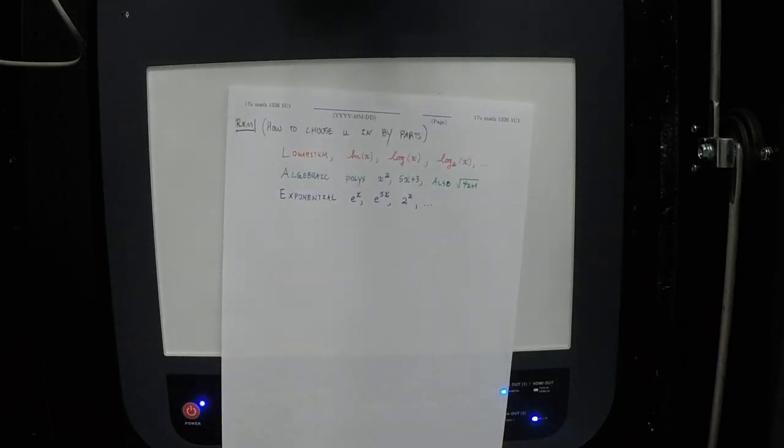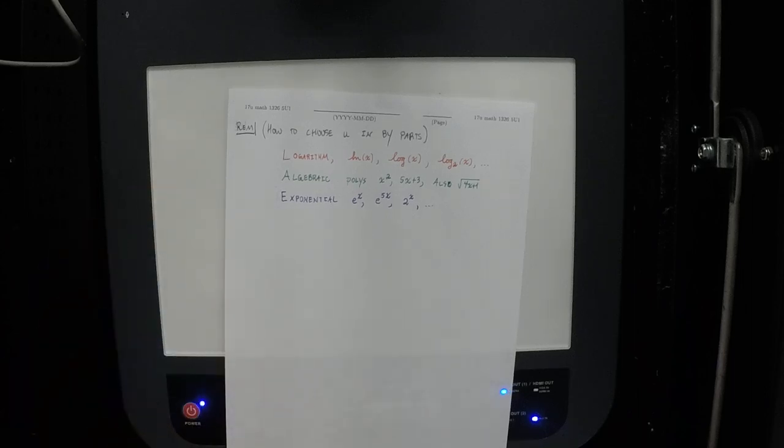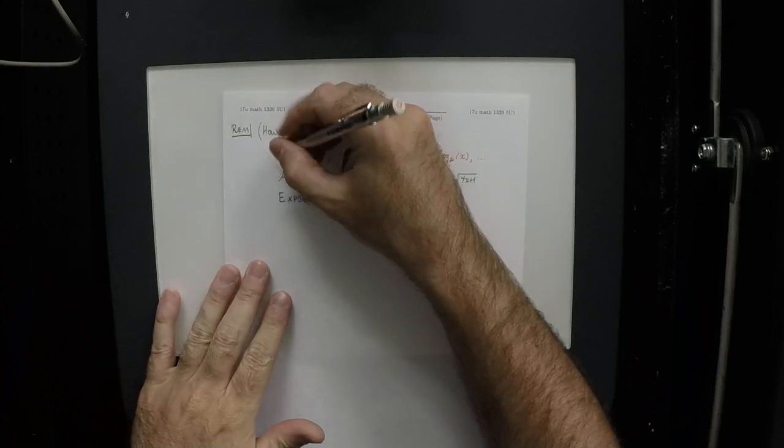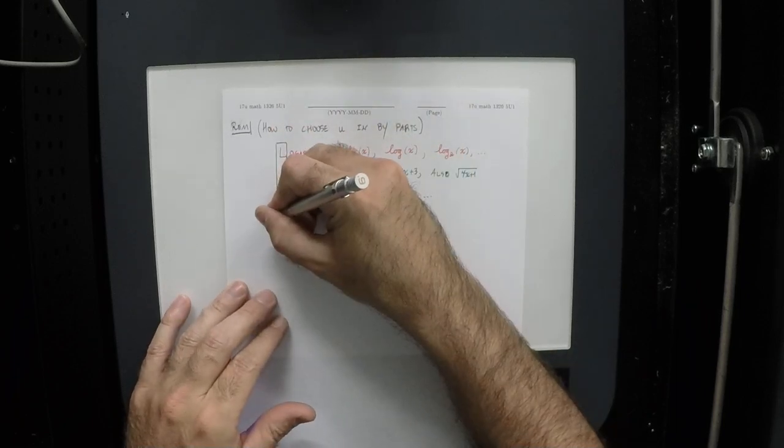Okay, yes? They would be between algebraic and exponential, right in this slot. But this course foregoes all mention of trigonometry. And then the inverse trigonometric functions are at the top. So LAE is the initialism, and this is called the by parts heuristic.